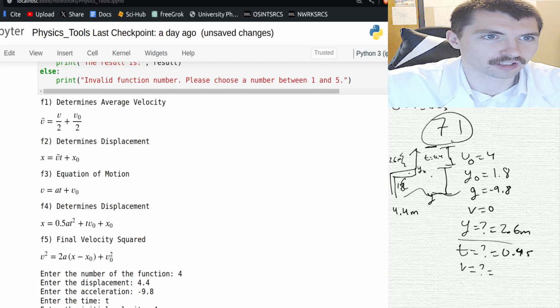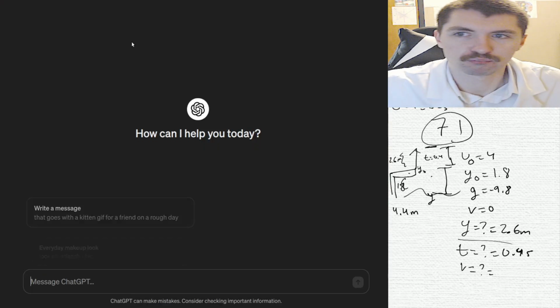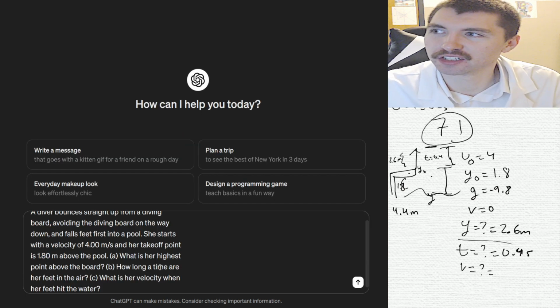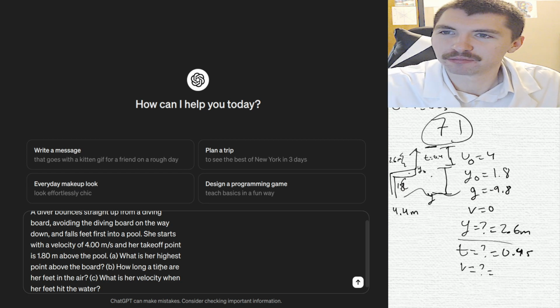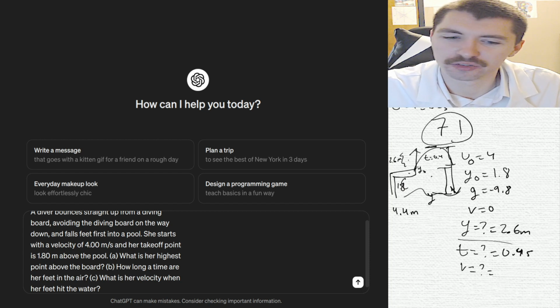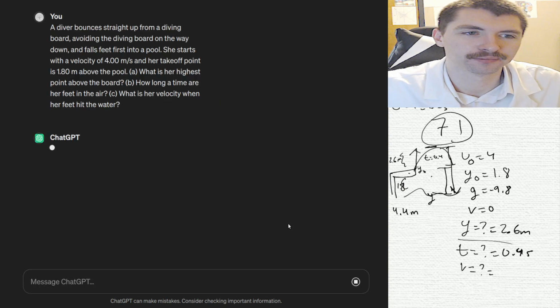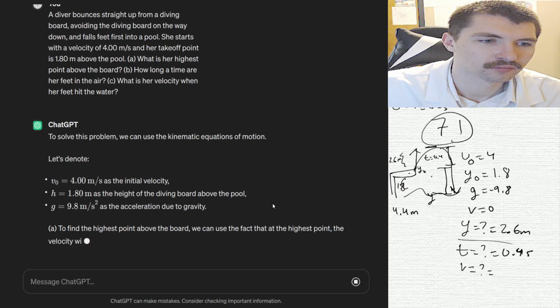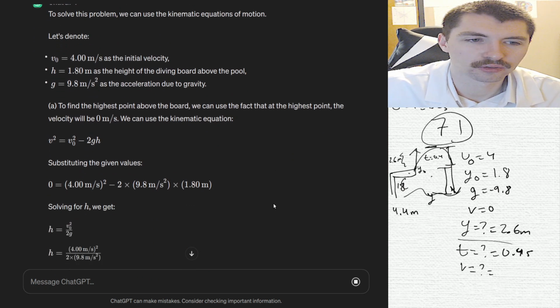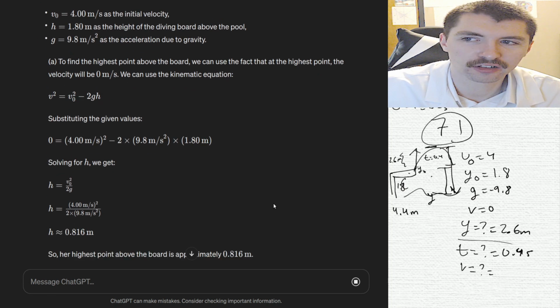Let's get a second opinion. As you can see, because she starts here, she makes this path. It makes it more difficult, I think. Okay, so he plugged into equation 5.